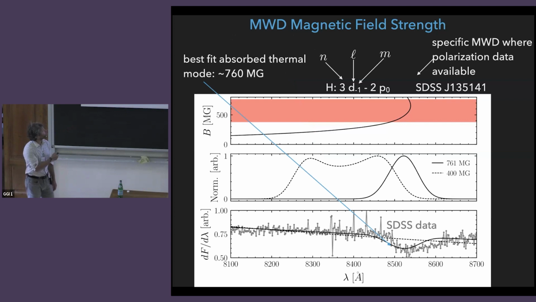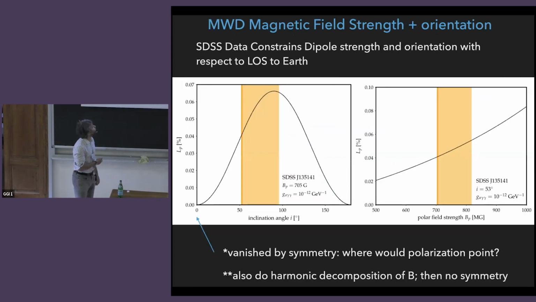Of course, we don't just do one transition. We have many transitions available to us, and we fit the model to all of them simultaneously to determine these magnetic fields and the inclination angles with pretty good precision. So the magnetic fields of these systems are pretty robustly measured because we have these hydrogen absorption lines to go off of.